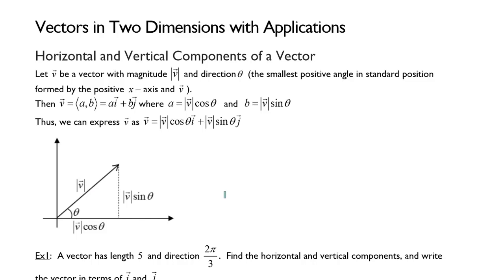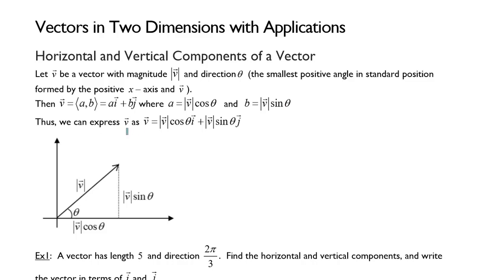Then the vector v in component form is ⟨a, b⟩, and this is also equal to a i vector plus b j vector, or ai plus bj, where a is the magnitude of v times cosine of theta, and b is the magnitude of v times sine of theta.